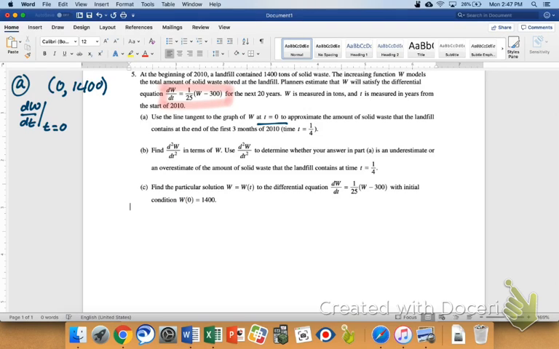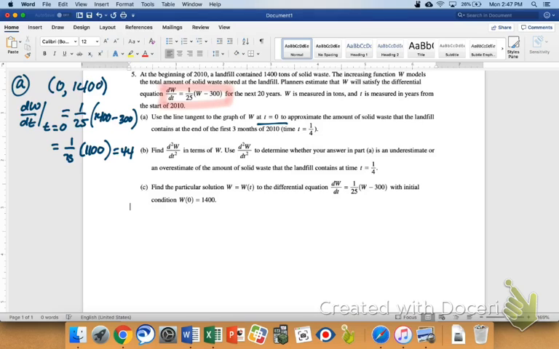Yeah, my input is not t, my input is W. So this would be 1/25. What goes in for the W? 1400. That's right, you have to pay close attention and make sure you plug the right thing in. That's 1400 minus 300, so that would be 1/25 of 1100. And 1/25 of 1100 is 44. Sure, that makes sense, because 40 times 25 is 1,000, and 4 more would get you to 1,100.